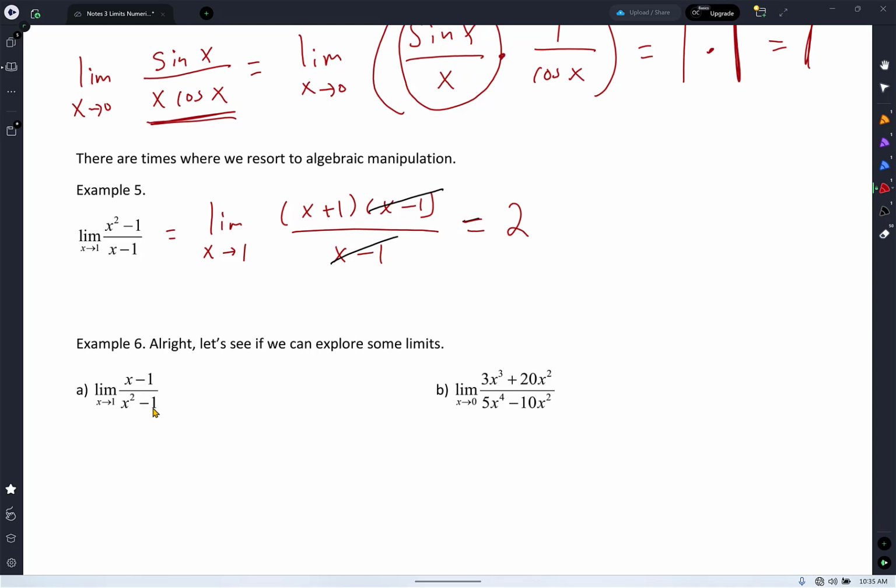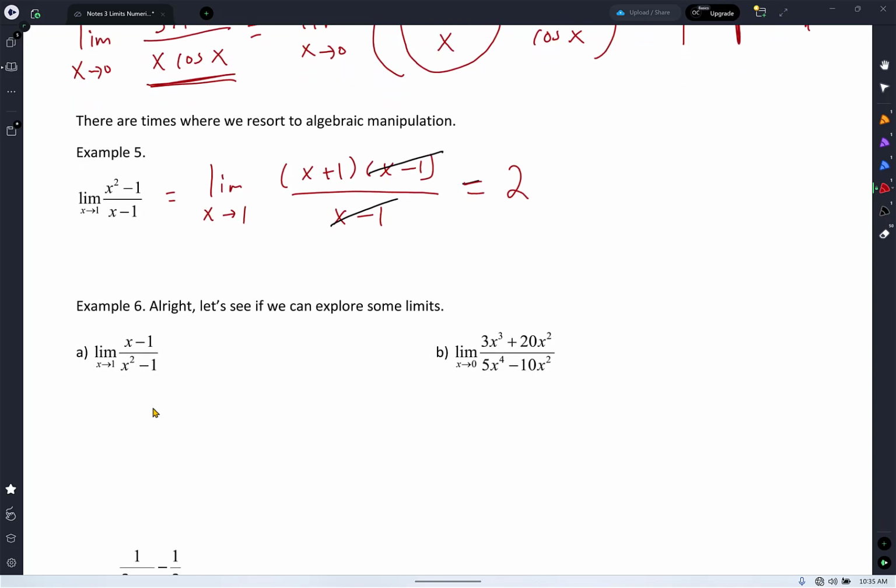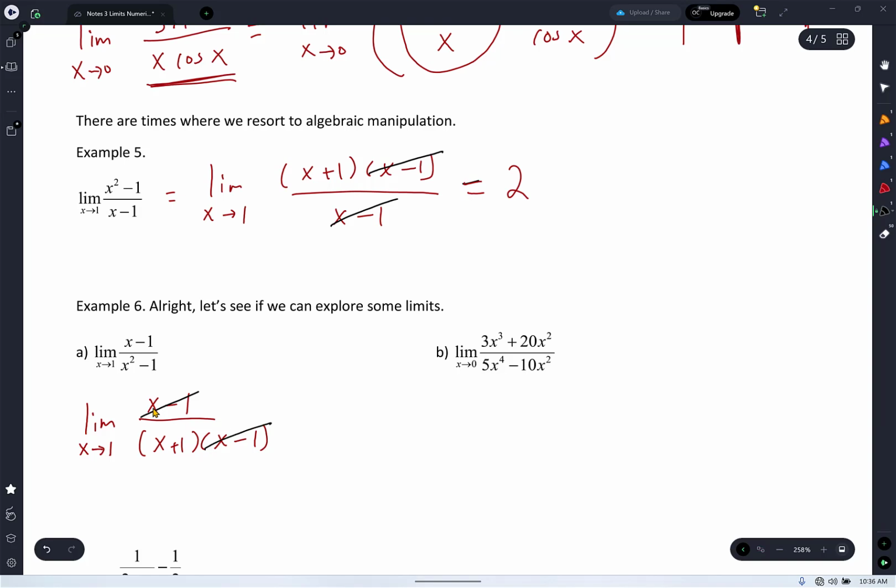Look at example 6, letter A. Can I do direct substitution? No, it's the same as example 5. I just switched them. So again, what are you going to do? Factor out. This time the denominator, x plus 1, x minus 1. As long as you don't get a 0 in the denominator, what can I cancel out? The x minus 1s. Now that I've canceled those out, can I do direct substitution? Yes, the numerator is still a 1 because you have a 1 on the top. What's 1 plus 1? There it is, 1/2. Do you guys see how we did it?